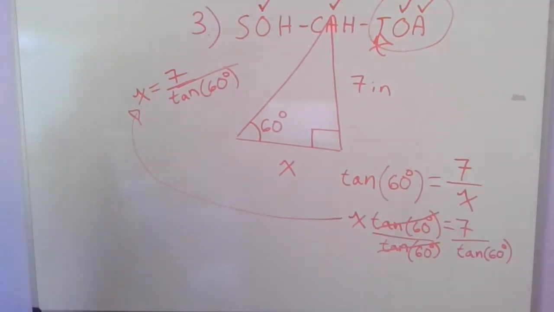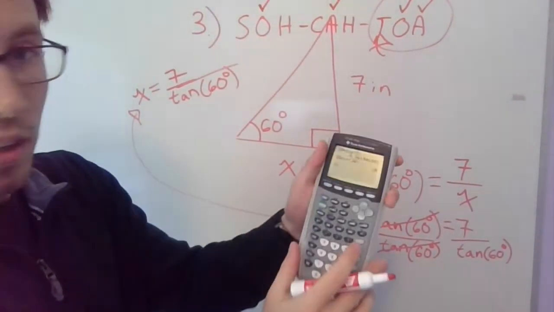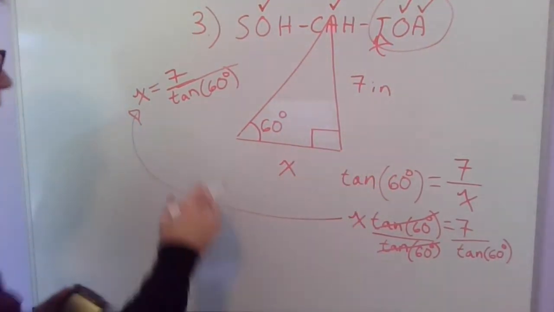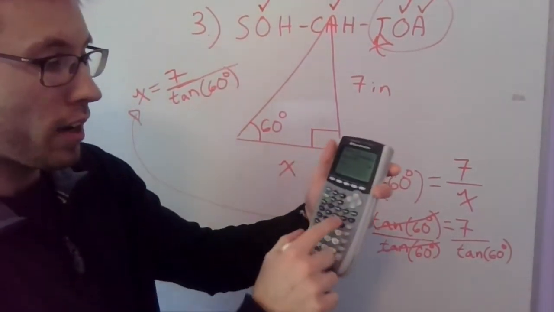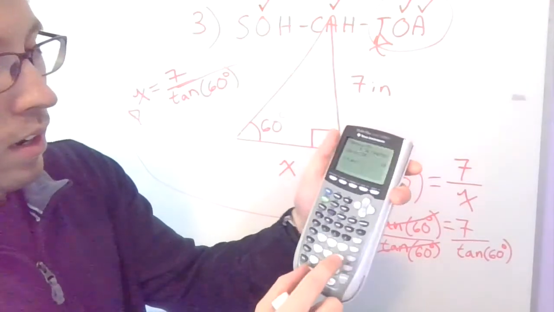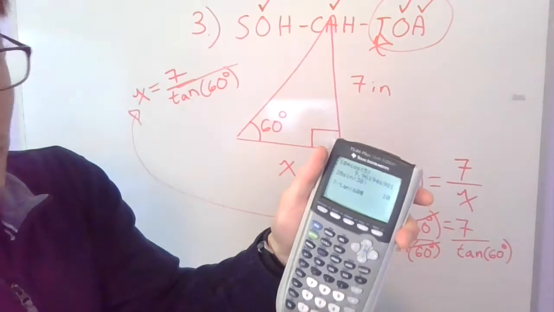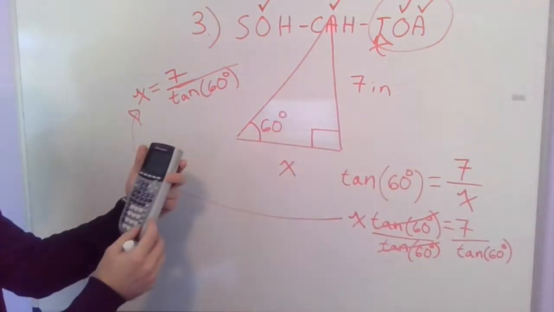All right, what's that number going to be? So I type in here 7 divided by tangent. I type in T-A-N of 60, because this is 60 degrees, then close the parenthesis. So I have 7 over tan 60.